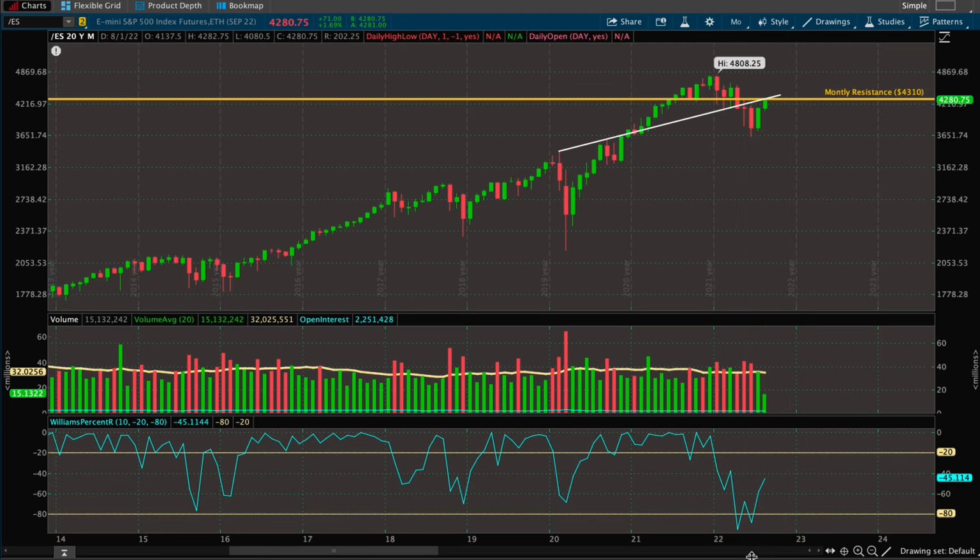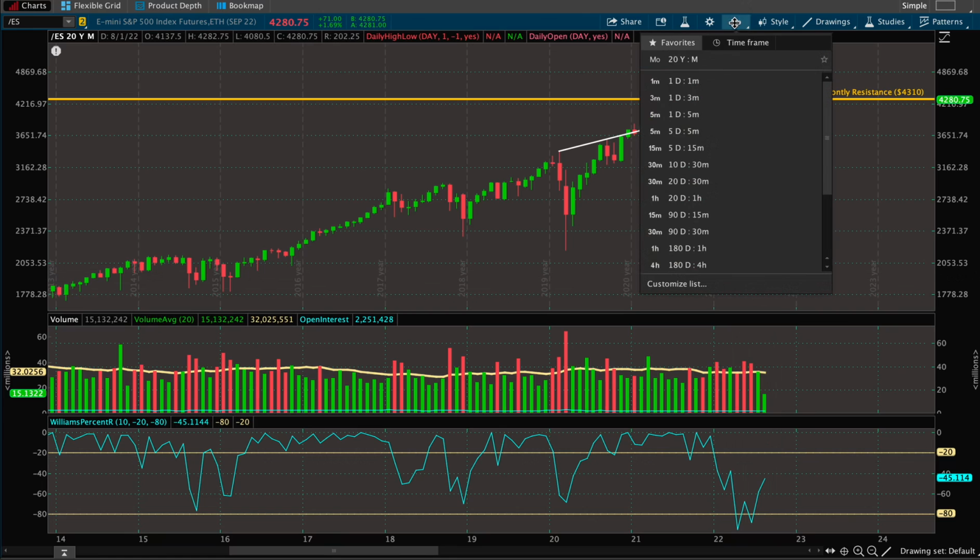Want to bring to notice that we had a strong sell-off, and on a monthly basis we are not yet in the overbought territory. We're still somewhere in the middle of oversold and overbought. So we'll keep that in our perspective. Let's jump into our weekly here.